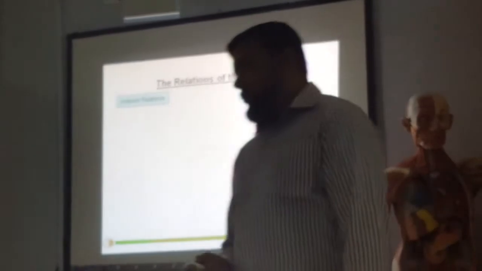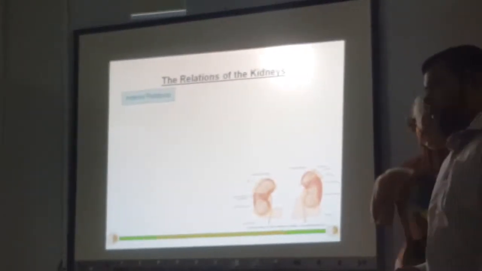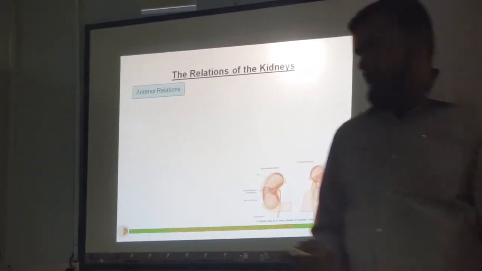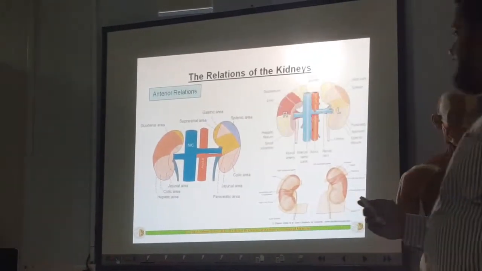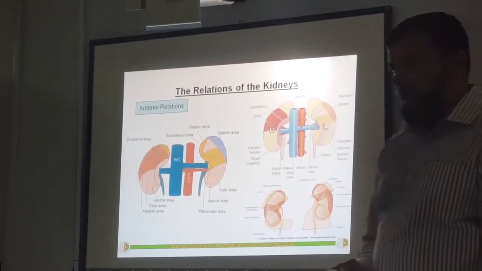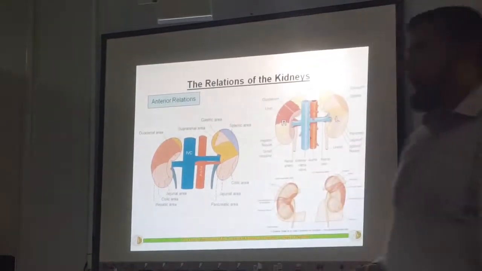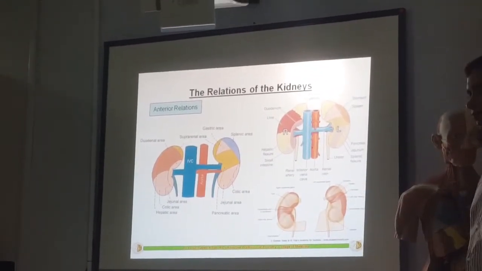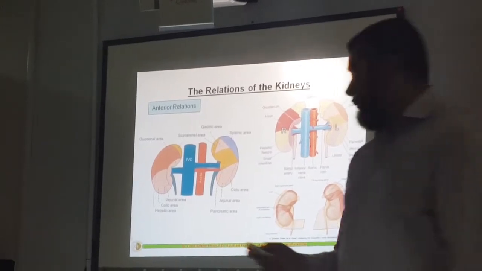Coming to the relations, whenever you are approaching this kidney, you should know some of the important relations. There are anterior relations as well as posterior relations. It is different for the right and left side anterior relation. Posterior relations are almost similar, only the anterior relations are different.